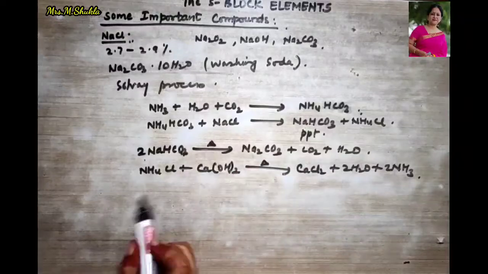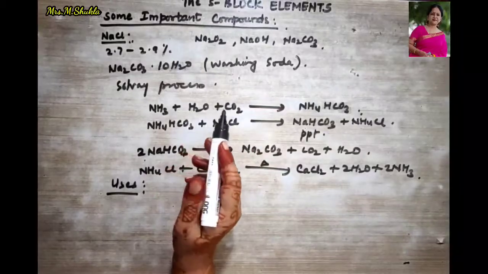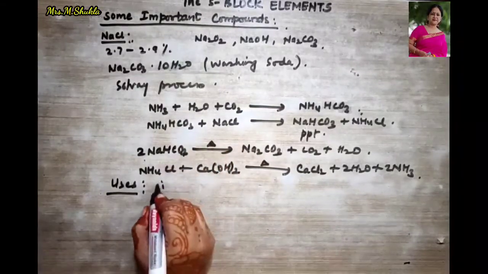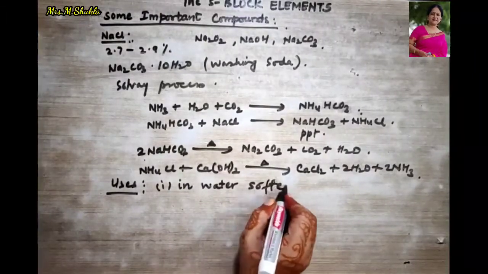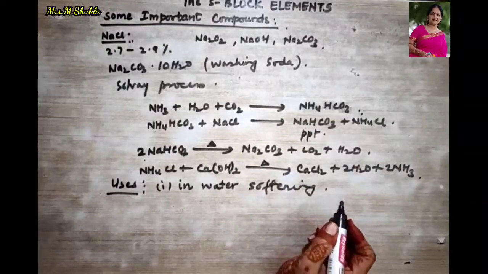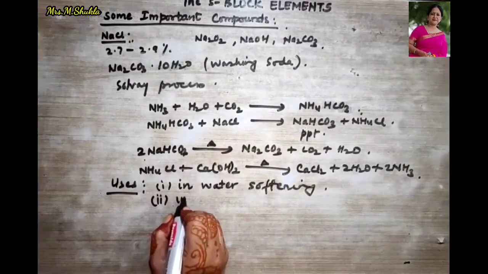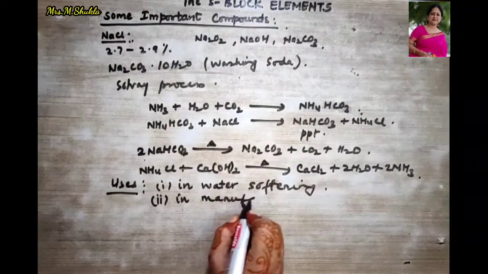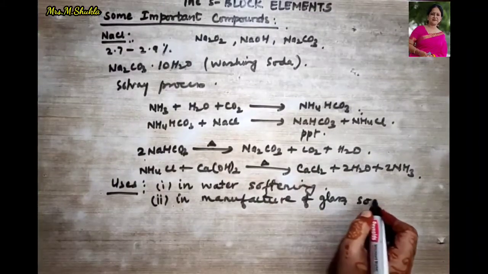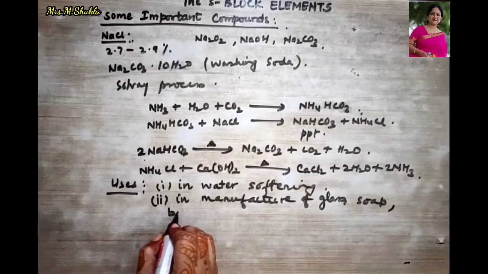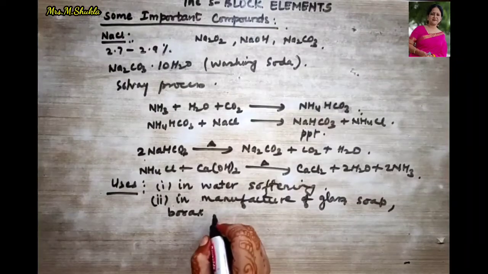Okay. Now what are the uses of this sodium carbonate or the washing soda? You know, it is used in water softening, right? In the manufacture of glass or soap, or even borax and maybe caustic soda.